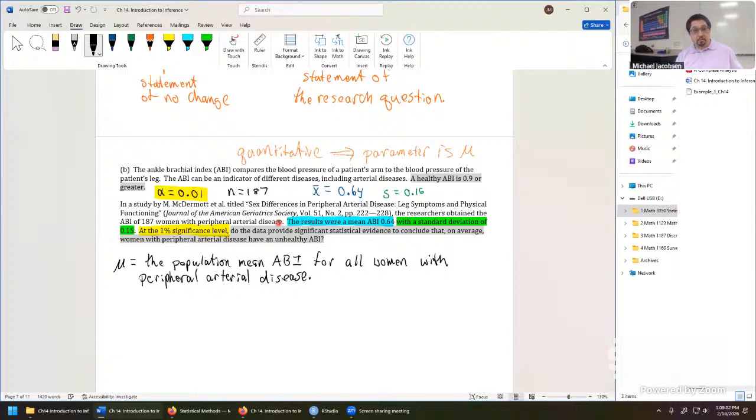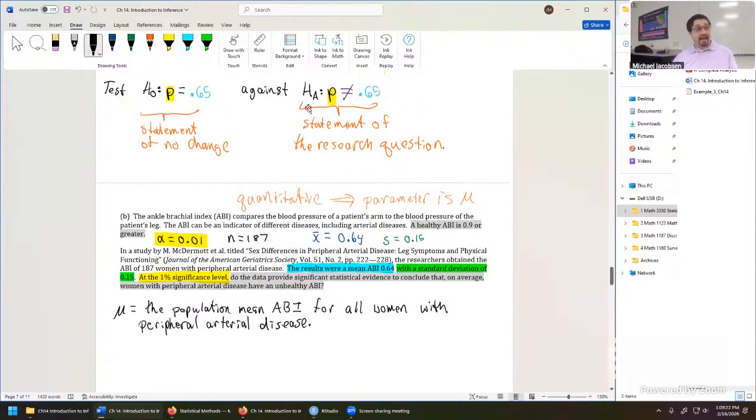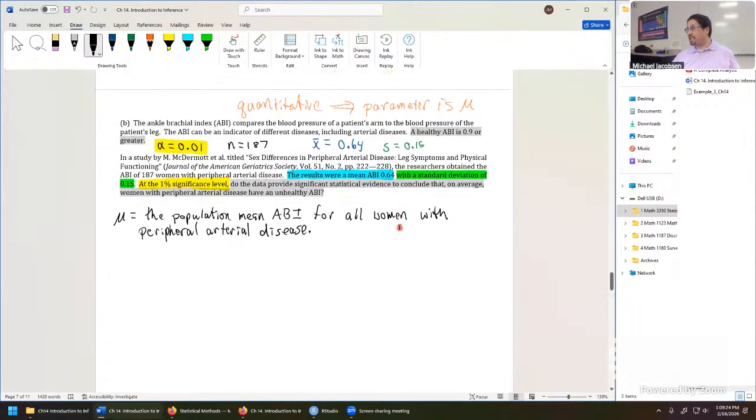Again, that's probably almost close to verbatim what we did on the very first day of the course when we looked at this context before. But now we can go a little bit further. If we really want to analyze these data and find out if there's significant statistical evidence that women with this condition have an unhealthy ABI, we can now do the next step of stating the hypotheses. So we're getting there to analyzing these data in full. Any questions with this hard step right here, just writing down the parameter?